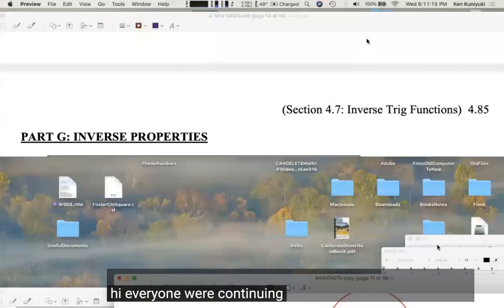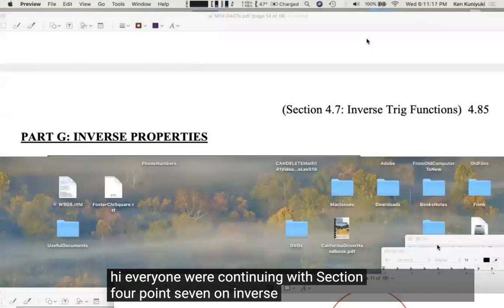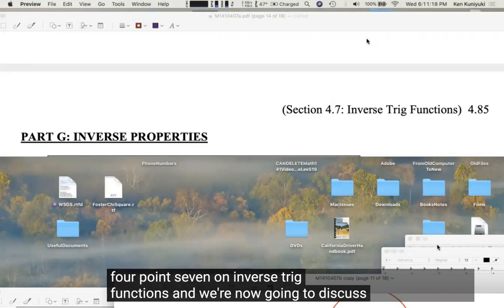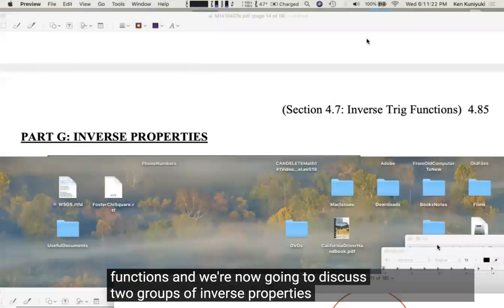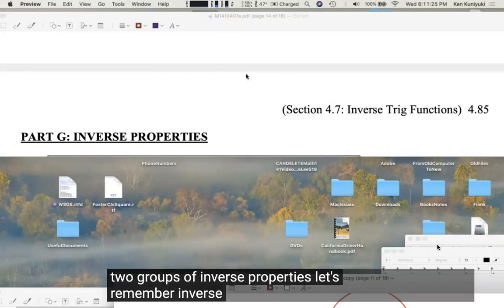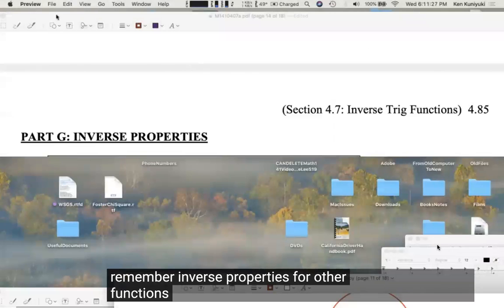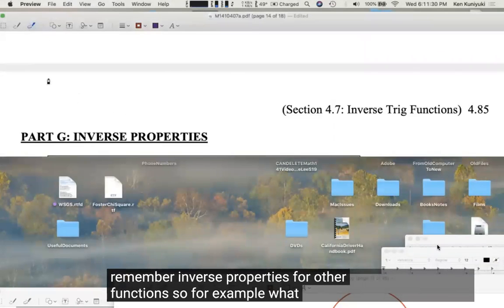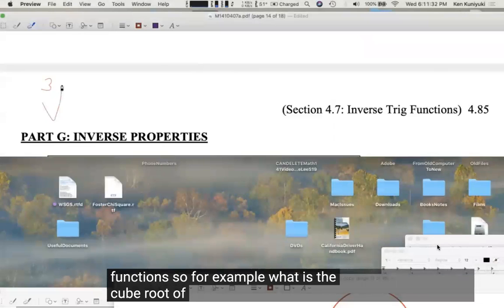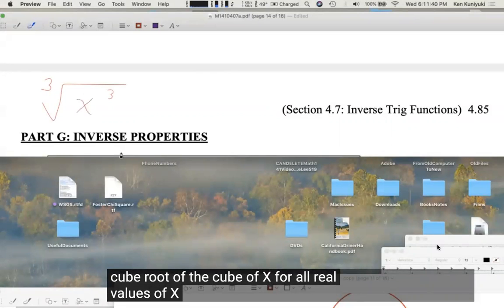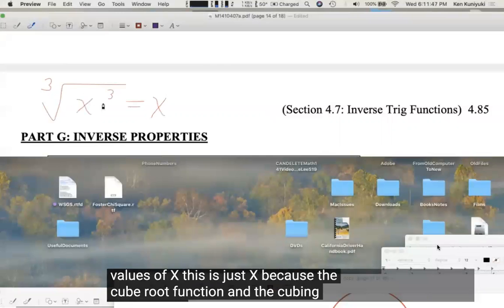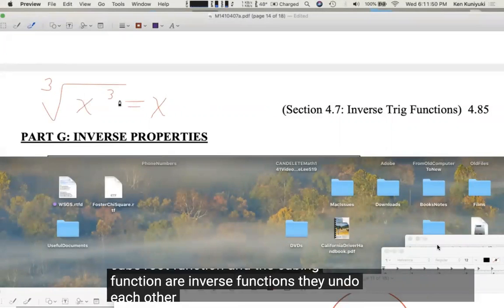Hi, everyone. We're continuing with section 4.7 on inverse trig functions, and we're now going to discuss two groups of inverse properties. Let's remember inverse properties for other functions. For example, what is the cube root of the cube of x for all real values of x? This is just x, because the cube root function and the cubing function are inverse functions. They undo each other perfectly.